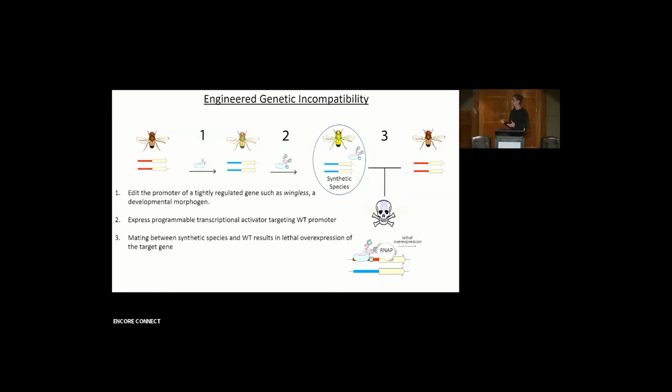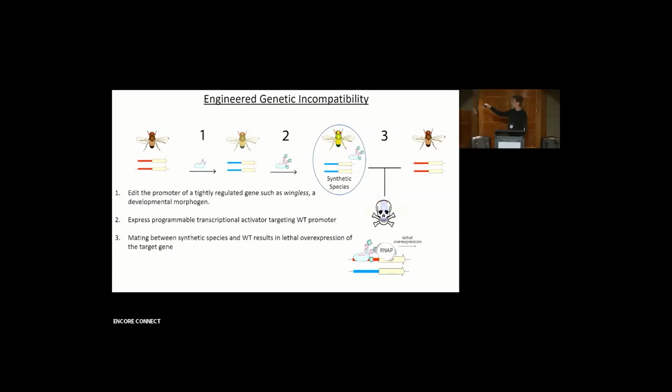And in an organism that has that mutation, you then engineer it to express a transcriptional activator. And that transcriptional activator is looking for the original promoter sequence. So in what we're calling a synthetic species, you've got this thing that's just floating around more or less aimlessly. But if you have a mating with a wild type, then in the offspring, the transcriptional activator finds the wild type promoter and drives lethal overexpression of that gene, right?